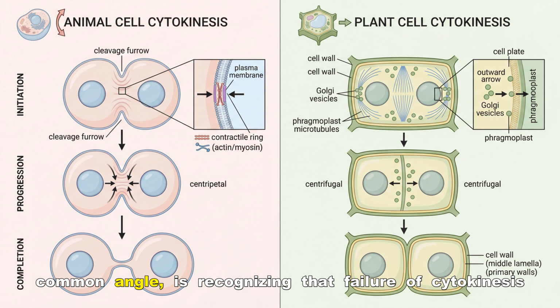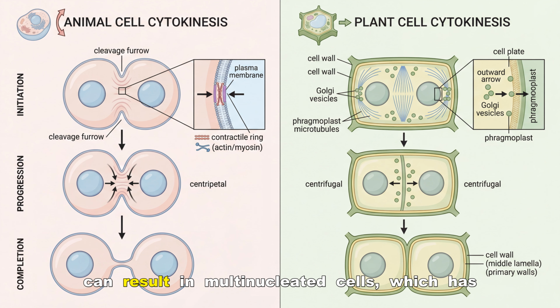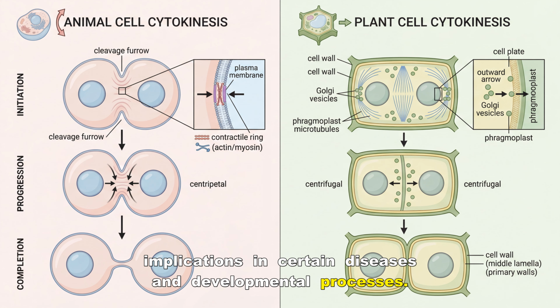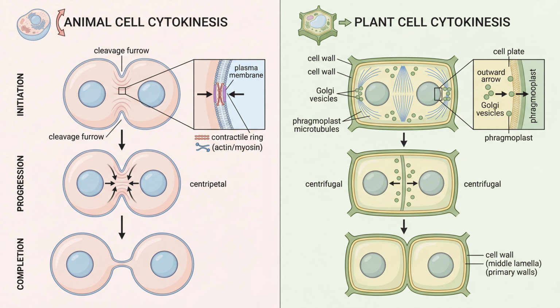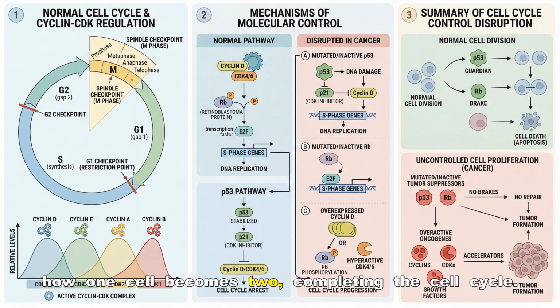Another common angle is recognizing that failure of cytokinesis can result in multinucleated cells, which has implications in certain diseases and developmental processes. This topic also connects to membrane trafficking and the role of the Golgi apparatus in vesicle formation. Understanding cytokinesis ensures you can fully account for how one cell becomes 2, completing the cell cycle.